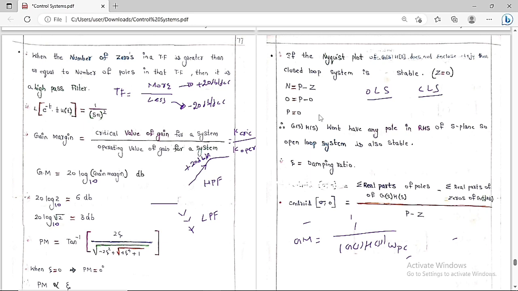I already told you, if the open loop system is unstable, the closed loop system can be either stable or unstable. If the open loop system is stable, then the closed loop system can also be either stable or unstable. This point I have already told you many times.